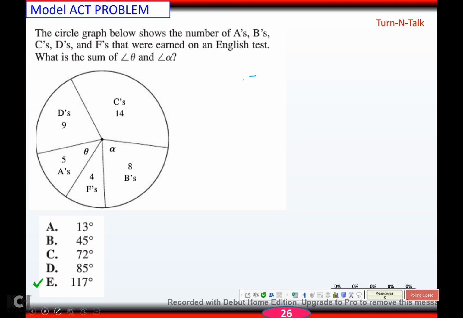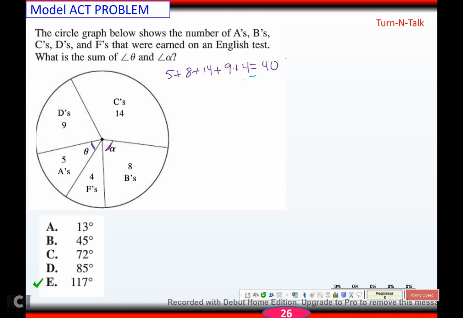Alright, and hopefully you got E. It says the circle graph below shows the number of A's, B's, C's, D's, and F's that were earned on an English test. What is the sum of the measure of angle theta and the measure of angle alpha? Well, this is a typical circle graph, okay? So first of all, you got to get your percentages. Well, if I add all these up, start with A's. There's 5 A's, there's 8 B's, there's 14 C's, there's 9 D's, and there's 4 F's. That comes out to a total of 40 scores, okay?